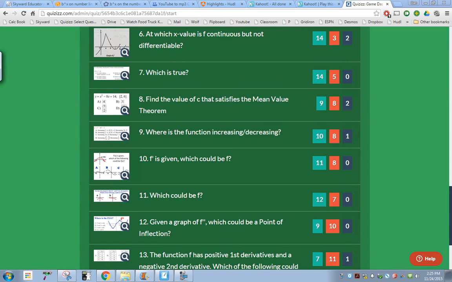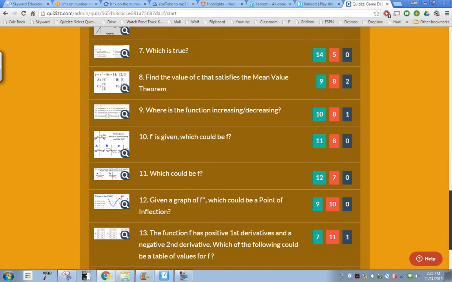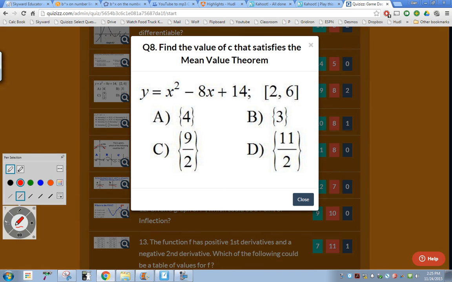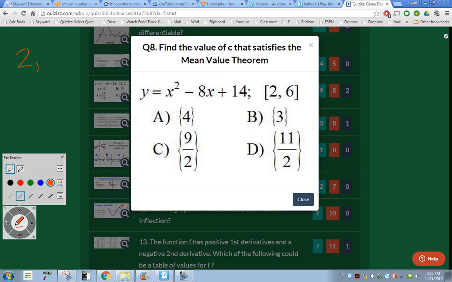Any other ones that you want to look at? The mean value theorem one. So mean value theorem means average. This looks like the last one I'm going to get to. Okay, so I want to find the slope. So I want to use the points 2 and 6 as my 2 ordered pairs.